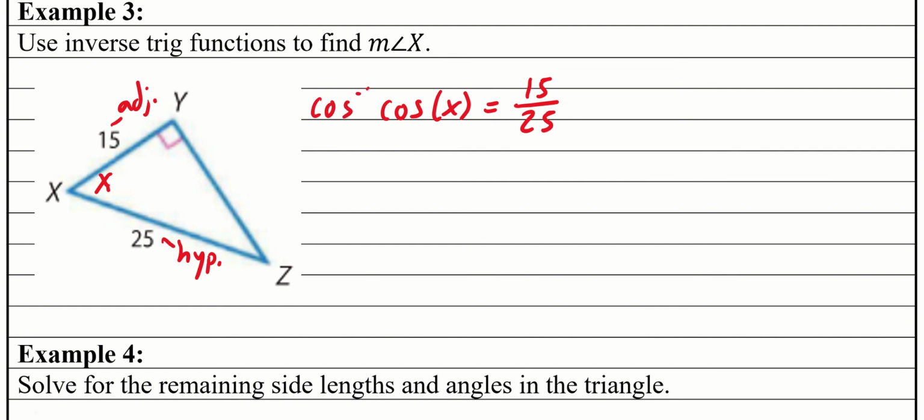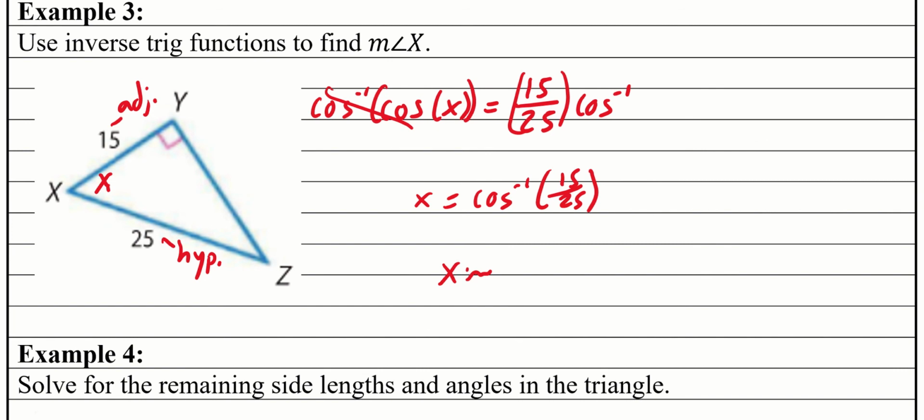Again, I want to get X by itself, so I'm going to take the inverse cosine to get rid of that cosine function. So these cancel. I get X equals inverse cosine of 15 over 25. And then just type this into your calculator and let your calculator do the rest. So here we have this. The decimal comes out to be 0.6, and then you just take the inverse cosine of that, and I'm going to get X equals roughly 53.1. And just like we've said on the last ones, this is an angle, so I'm just going to add a degree sign at the end here.